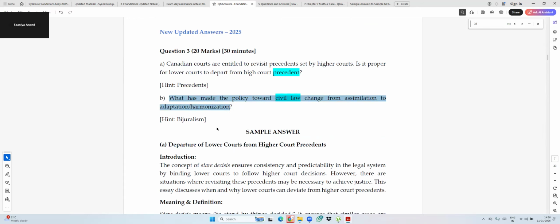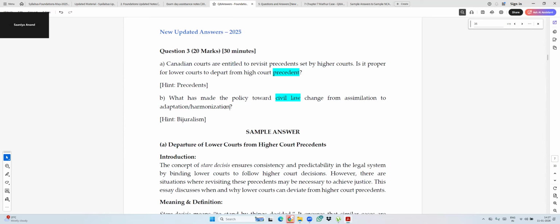I just want to confirm, I'm a little confused about the second question. Civil law is just Quebec, right? So are they saying what has made it change from assimilation to adaptation, harmonization? Like, are they saying that they want civil law and common law to work together, right?